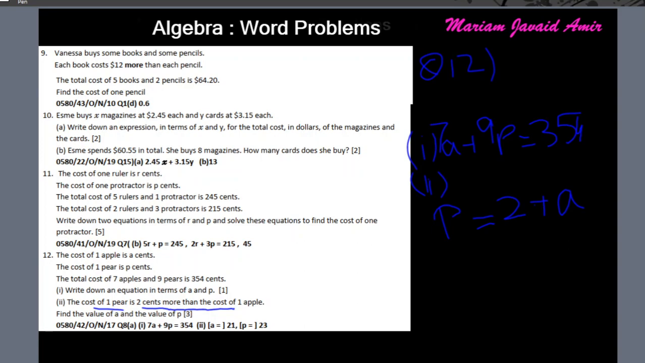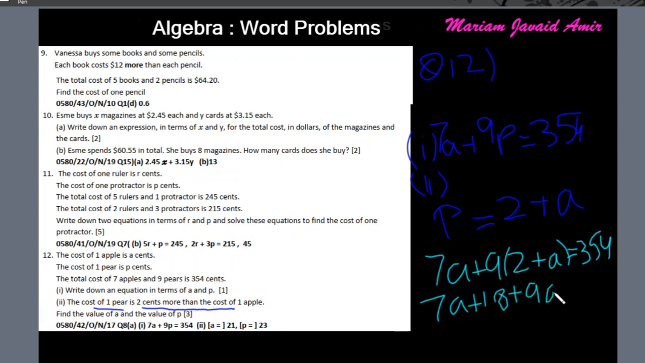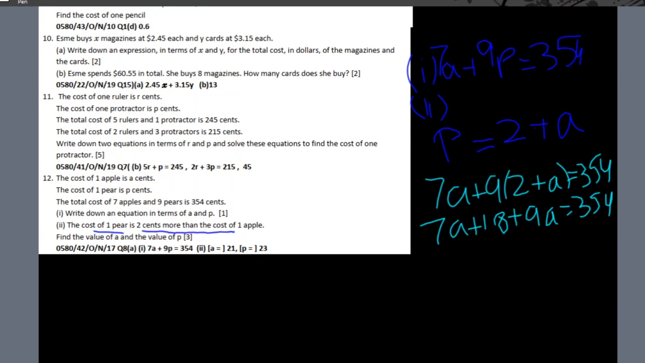So in the first equation, let's substitute the value of p, so that will become 7a plus 9 times 2 plus a equals 354. 7a plus 18 plus 9a equals 354. 9 plus 7 is 16a equals 354 minus 18. 354 minus 18 is 336. So to find a, divide this with 16 and we get 21.